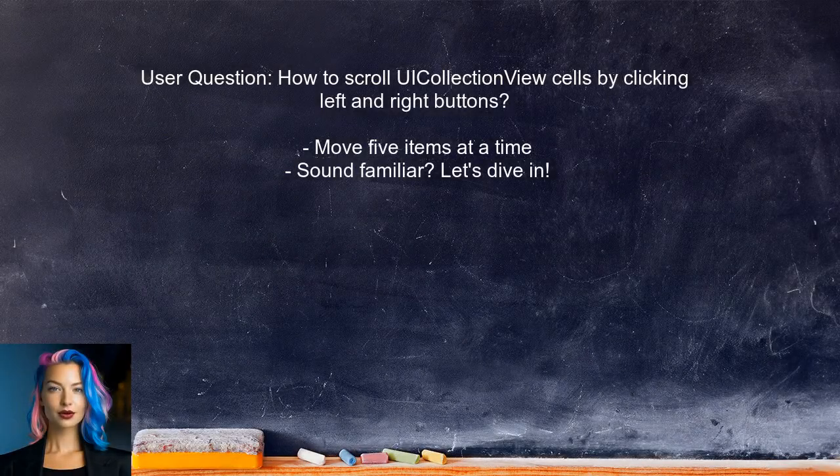Here's the situation. One user asked how to scroll through the UI collection view cells by clicking on left and right buttons. They want to move 5 items at a time to the left or right. Sound familiar? Let's dive into how we can make that happen.